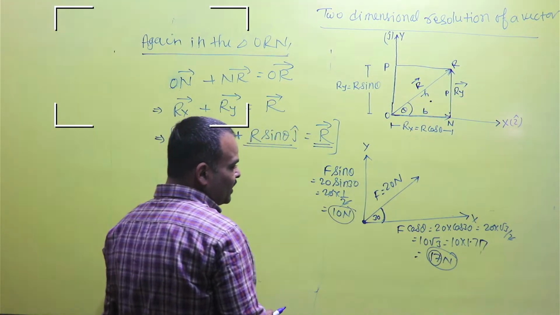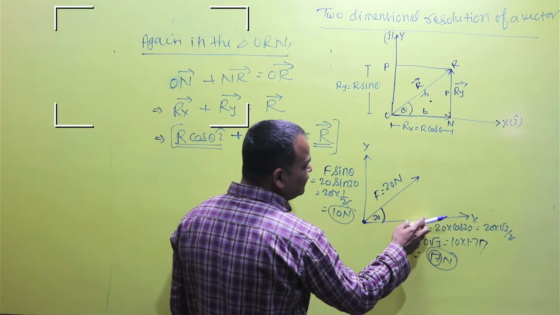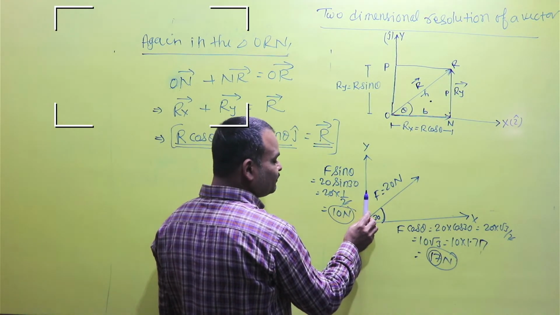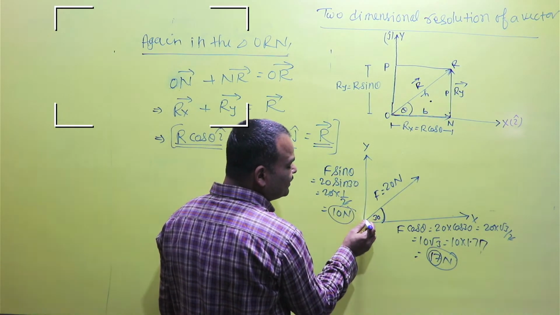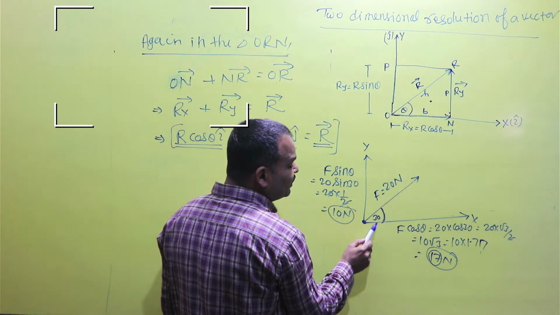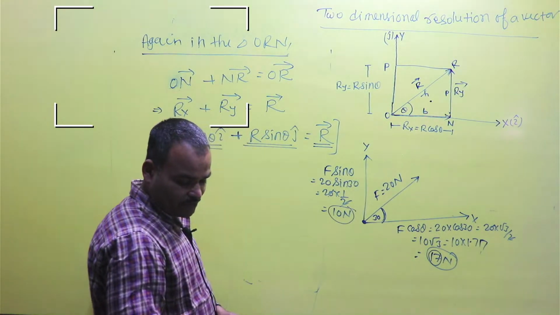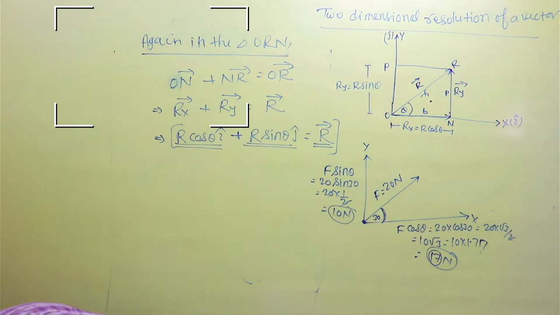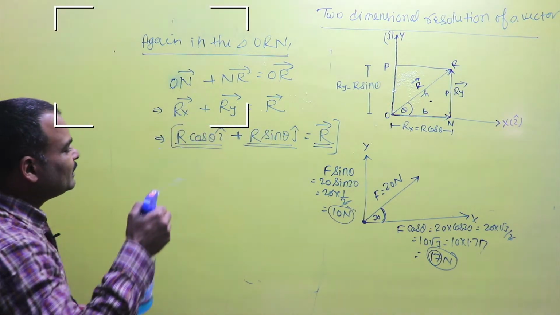It means if we apply a force of 17 Newton along the x-axis and a force of magnitude 10 Newton along the y-axis simultaneously on an object, then the object will move by the force of 20 Newton at an angle of 30 degree. So there are a lot of uses and we will understand various resolutions in two dimensions.